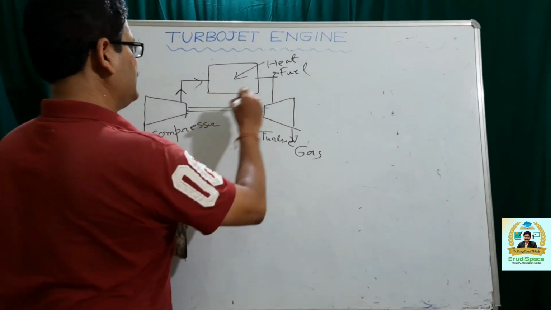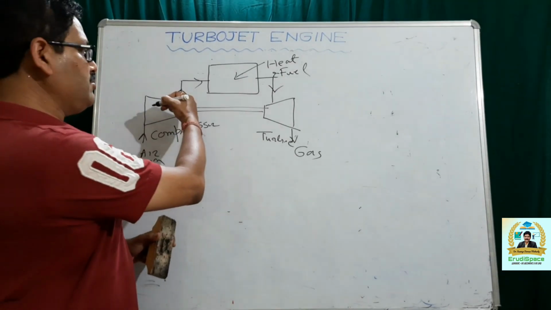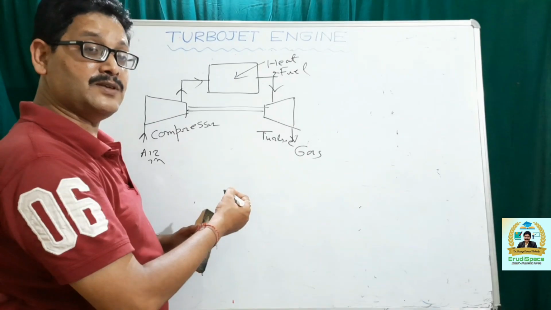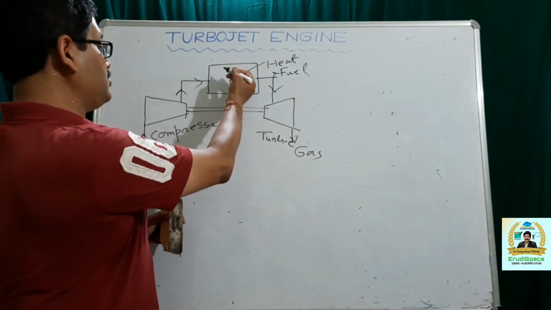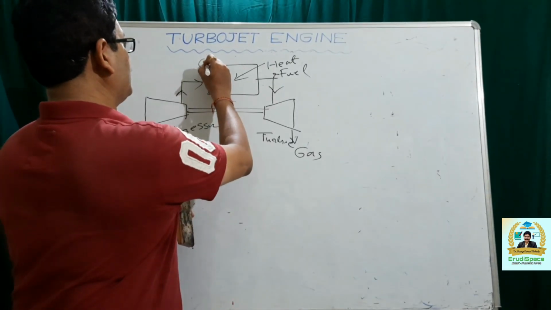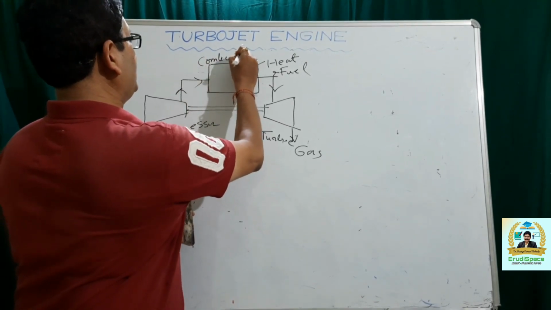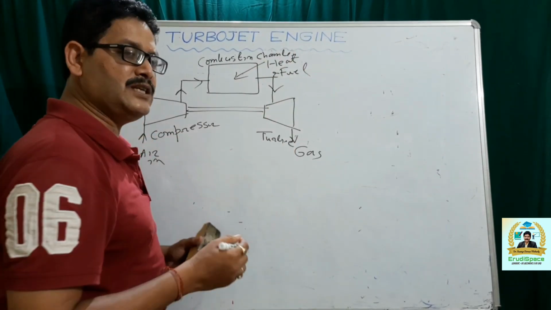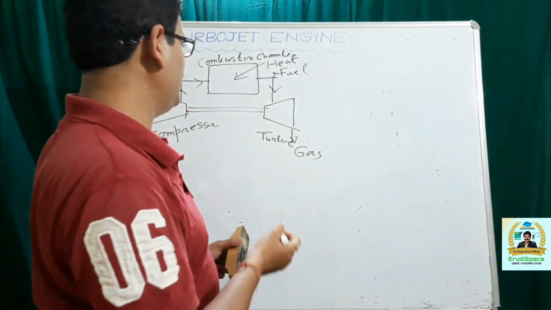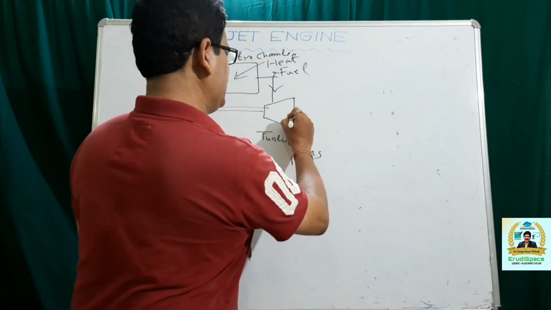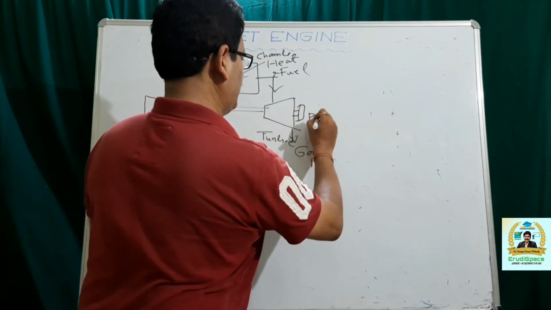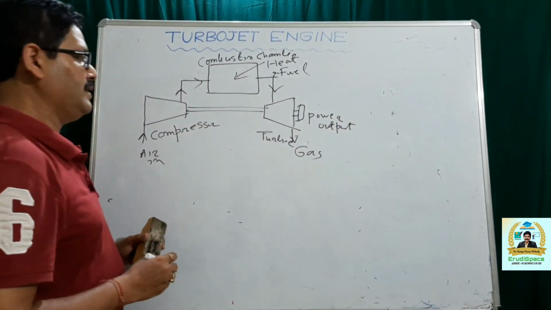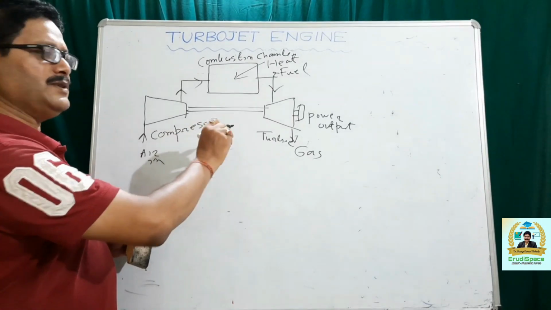So first, air is taken into the compressor, where it is compressed. Due to compression, its pressure and temperature are significantly raised. Then it is taken to the combustion chamber, where heat and fuel are added. Due to this, a huge amount of pressure and thermal energy is developed. It is taken to the turbine, where it develops power output. And the compressor actually gets driven by the turbine.